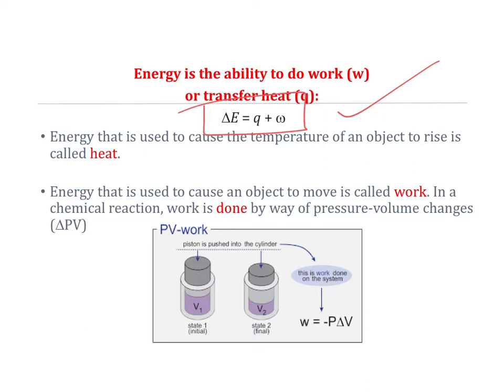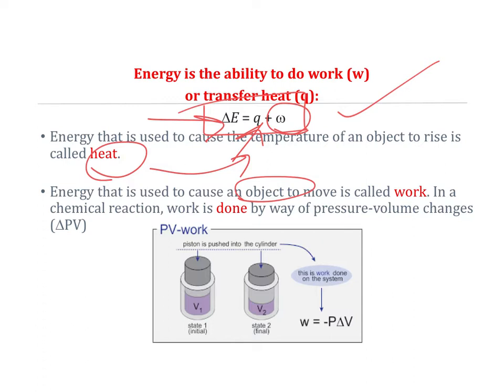Changes in energy can be either in the form of heat, which we designate with a Q, the letter Q, or changes in energy can also be due to work performed. So what do we mean by that? Heat's pretty obvious, okay, the movement of thermal energy. Work is defined as causing an object to move. So how does a chemical system do work?